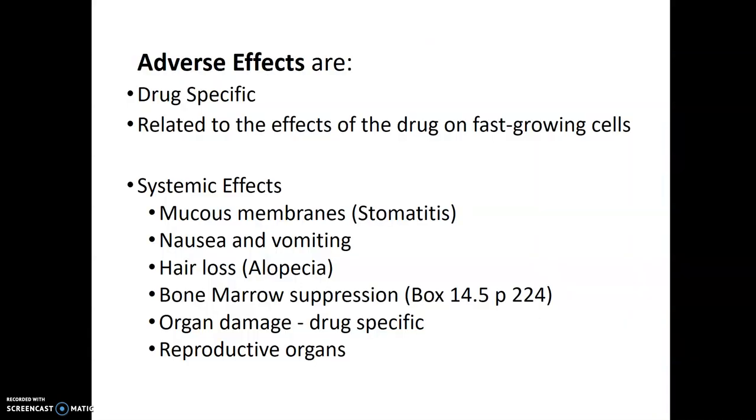Adverse effects, as mentioned earlier, are drug specific and related to the effects of the drug on the fastest growing cells. There are many systemic effects of drugs, and since chemotherapy is administered systemically, these medications can cause many different adverse effects. Since cell death is the result of all chemotherapy agents, patients undergoing chemotherapy treatment are at risk for elevated uric acid levels. Allopurinol is commonly administered to patients to manage these uric acid levels.